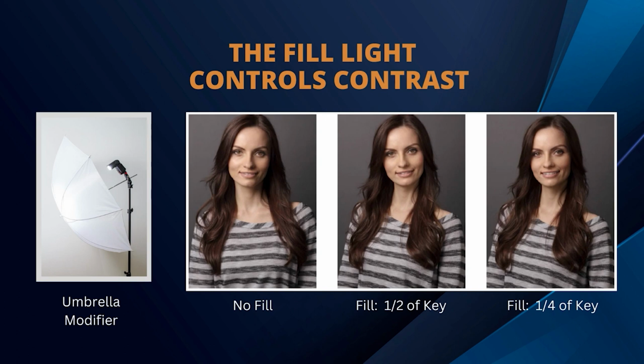Picture in the middle, we're using the second light on camera right to fill in a little bit of the shadow area. And the power is about half the power of the key light. So we have a pretty good effect here. And over here on the right, the fill light is a quarter power of the key light.